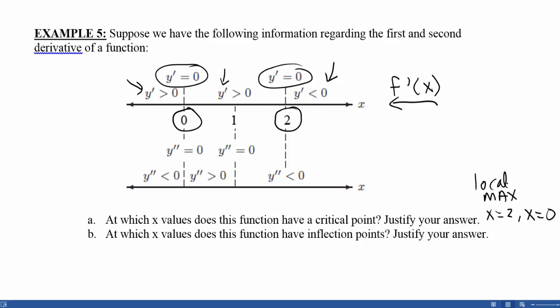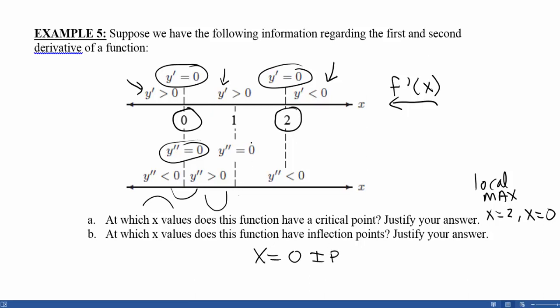For part B, we want to figure out for what x values we have inflection points. So we can see that our interval is divided up at 0 and 1. So to the left of 0, my second derivative is negative. To the right of 0, my second derivative is positive. So that means that at 0, I'm going to have an inflection point because the concavity changed. It changed from negative to positive. So that means it was concave down to the left and it was concave up to the right of 0. So x equals 0 is an inflection point.